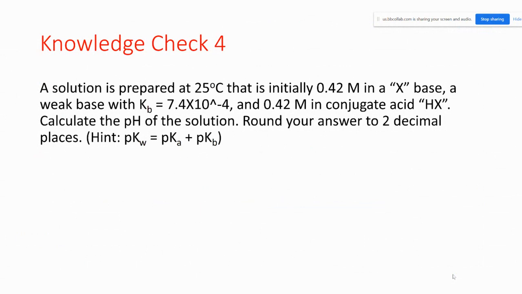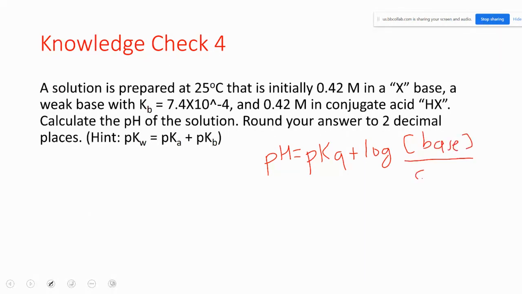For knowledge check 4, this question can be a little bit tricky, so I'm trying to give you as much of a hint as possible. What is this telling you? First, I'm just going to write my formula down. pH equals pK plus... Remember, the other formula I wrote down tells me I can write the formula with something like this: log of base divided by conjugate acid. This is the formula I have to use because here they have given me the weak base and its conjugate acid.